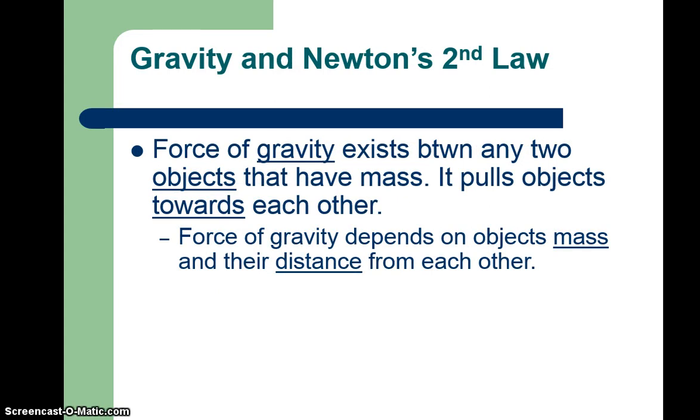Gravity is a major factor in Newton's second law. The force of gravity exists between any two objects that have mass, and it pulls the objects towards each other. Now, the force of gravity depends on an object's mass and their distance from each other. So, for example, the moon exerts a force of gravity on planet Earth, but planet Earth is much larger than the moon, so the Earth itself doesn't really get pulled towards the moon. However, on Earth, our water is pulled towards the moon, and essentially that is what creates tides.